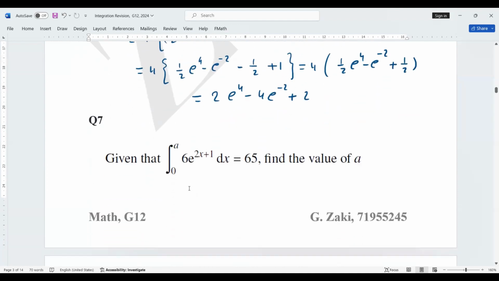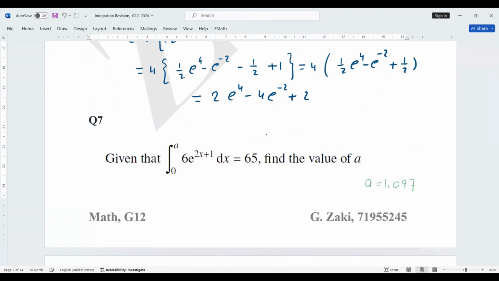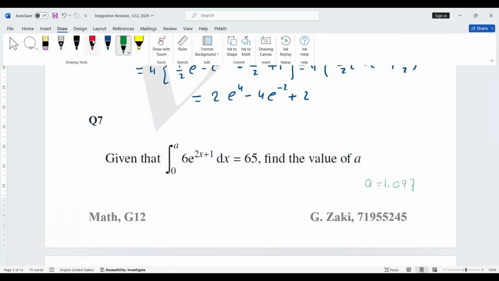Try to solve this one, question number 7. Find the value of A. So it will be a homework for you. I give you the answer of this part here. The value of A will be 1.097, but try to solve it as a homework. So this question will be homework.